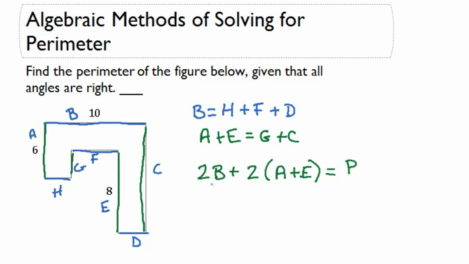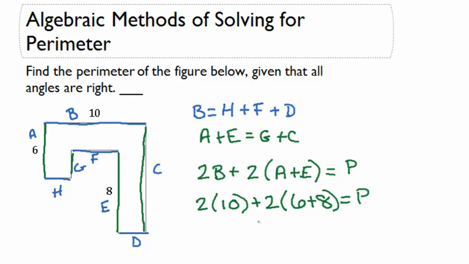Now, since I know what B is, I can plug that in. So now I have 2 times 10. And I'm going to add to that 2 times 6 plus 8. And that's still going to equal my perimeter.